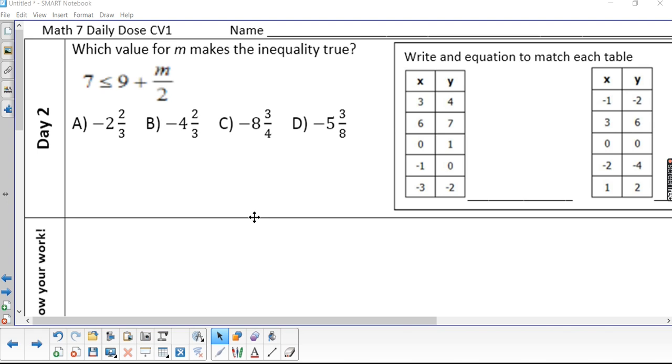Day 2. Coronavirus 1, day 2. Here we go. Wait a minute, let me do that again. Cool if we could do an online Kahoot game.